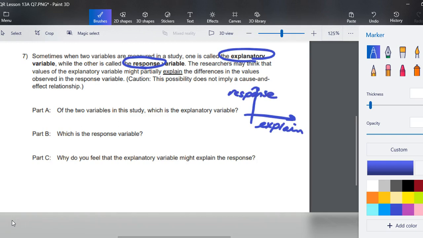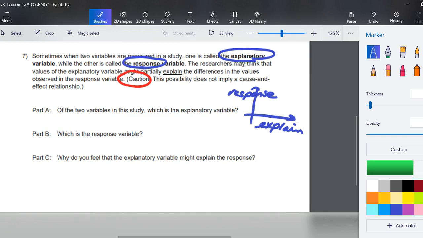The researchers may think that the values of the explanatory variable may partially explain the differences in the values observed in the response. Caution, I'm going to put this one in red, caution. This possibility does not imply a cause and effect relationship.